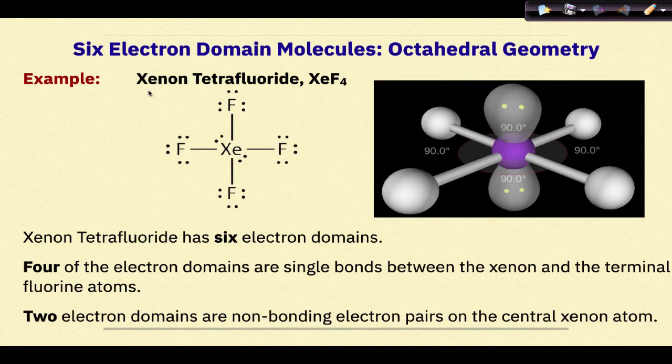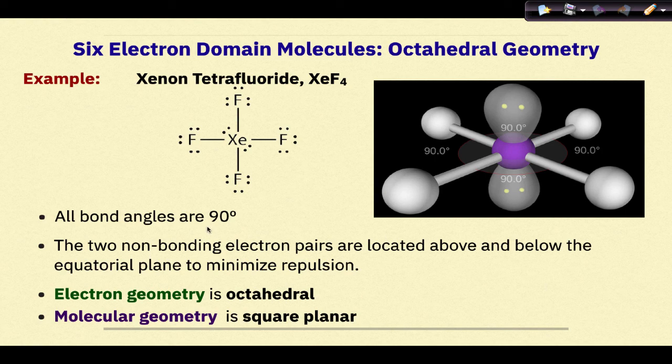Our final example is xenon tetrafluoride, XeF4. Xenon tetrafluoride has 6 electron domains. 4 of the electron domains are single bonds between the xenon and the terminal fluorine atoms. So 1, 2, 3, 4. 2 electron domains are non-bonding electron pairs on the central xenon atom. So 1 electron pair here and 1 electron pair here, and these electron pairs are represented right here and right here. All bond angles are 90 degrees.